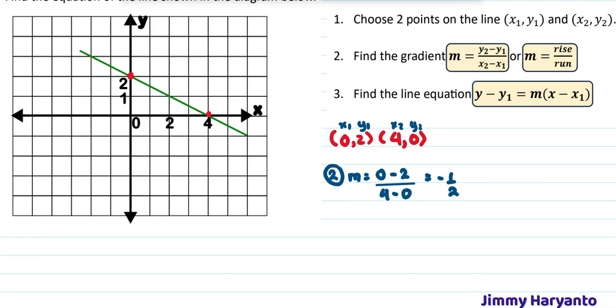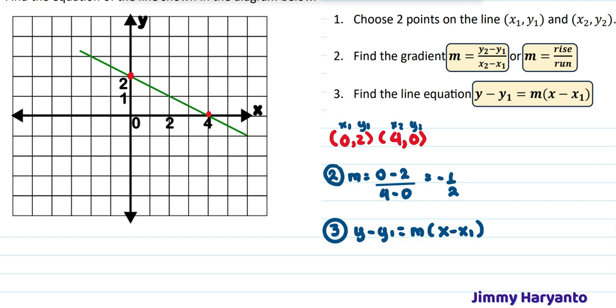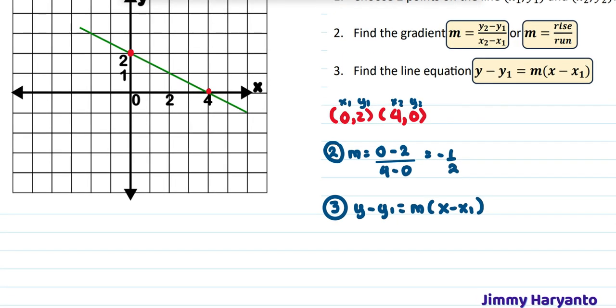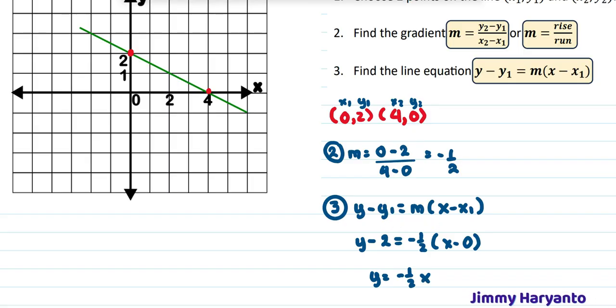And then to find the equation of the line, you have to use the formula y minus y1 equals m open brackets x minus x1, or you can use y equals mx plus c also. And then we'll input the y1, which is 2, equals m which is negative half, the x1 equals 0, so you'll have y equals negative half x, and then I will move this to the other side. We'll have plus 2. This one will become 0. Okay, so the line is y equals negative half x plus 2.